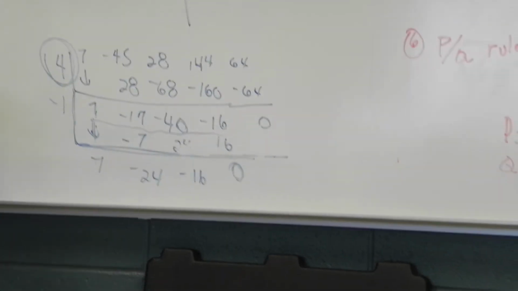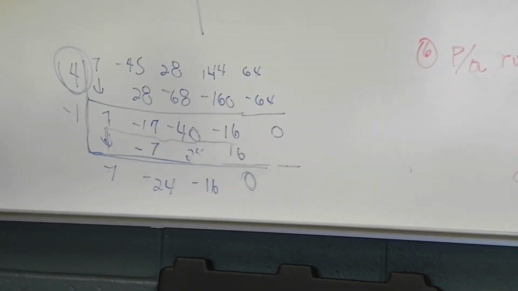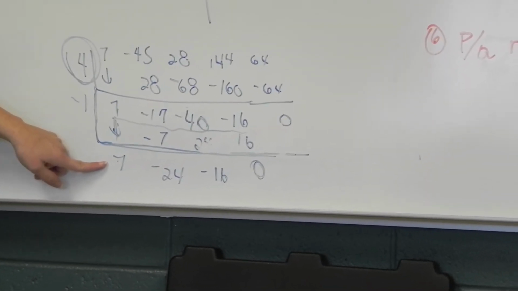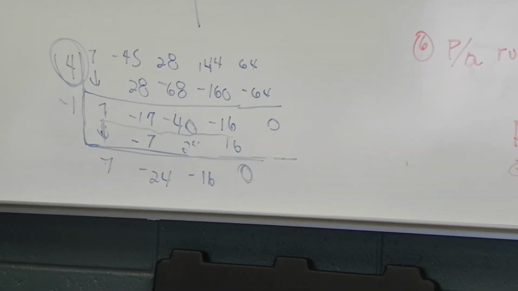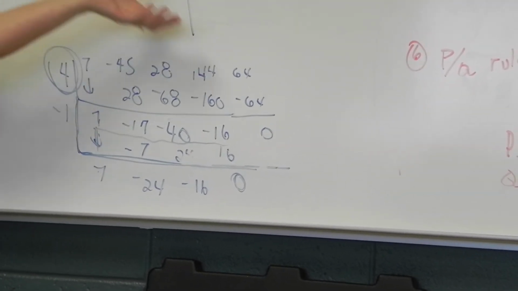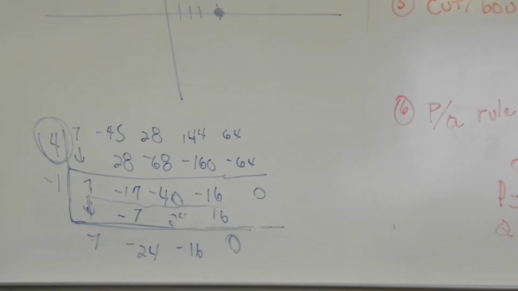Now the good news is once you get another 0, now I'm down to a quadratic. And if I get it down to x squared, then I can use the quadratic formula to solve the others. Or I can keep using this process. So you can see a little better.